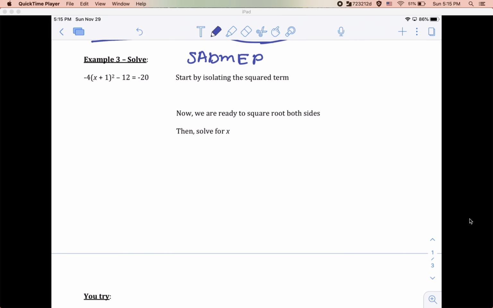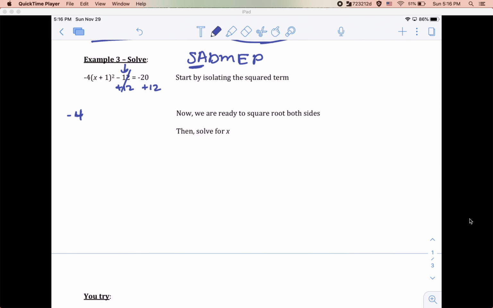Example 3: negative 4 times (x plus 1) squared minus 12 equals negative 20. We're going to do SADMAP a couple times on this one. For starters, is there any subtraction or addition we can currently get to? Yes. Now, there's addition inside the parentheses, but we're going to have to hold off on that because we can't go in there when the parentheses and the square is blocking it. So that one's kind of blockaded. But the minus 12 on the same side of the equal sign as the x can totally get moved. So we're going to add 12 to both sides.